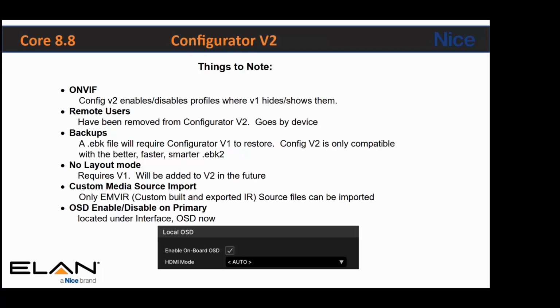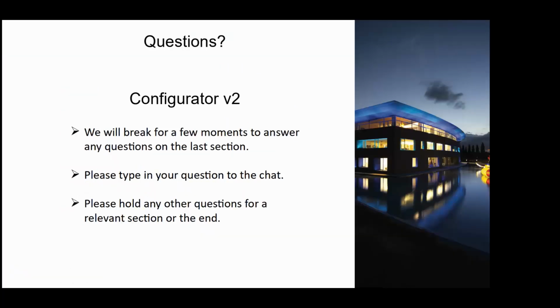Custom media source import. So there's some changes around how this works. It's good for anything that was exported in IR sources. Serial ones still require V1. And the location of where the OSD on the primary controller is enabled and disabled is located under the interface OSD, not its own place at the very bottom of that tab. So there's a couple things to note. And will config V1 still be available? Yes, it will still be available, and it's actually going to be a necessity.